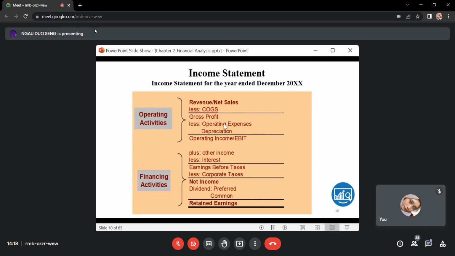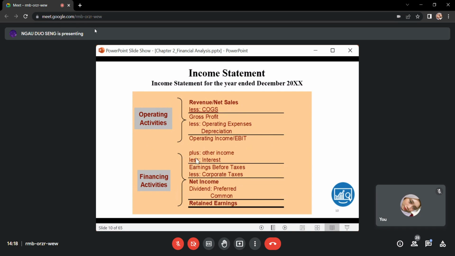And then less operating expenses, less depreciation. Kalau ada apa expenses, we minus here. Then kita dapat operating income. So operating income actually adalah earning before interest and tax. So you kena tahulah operating income adalah earning before interest and tax or EBIT. Some question they will not give you EBIT lah. They just give you operating income. Then you have to know that operating income adalah EBIT.